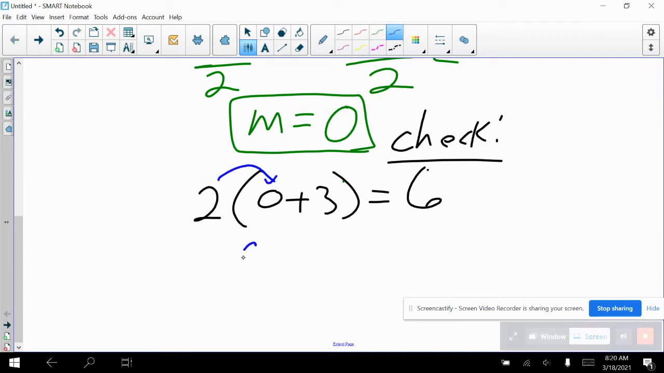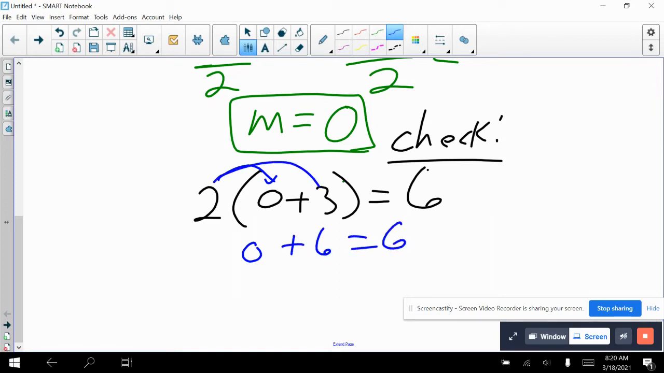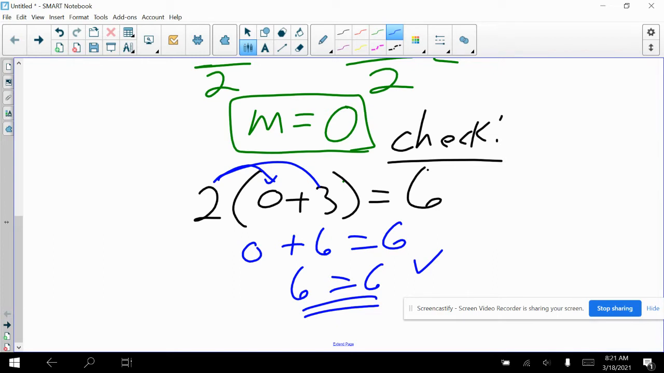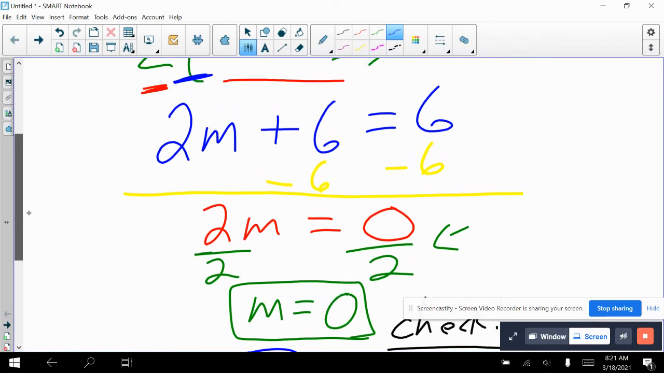Two times 0 is 0. 2 times 3 is 6, which is equal to 6. Winner, winner. So let's go back up here.